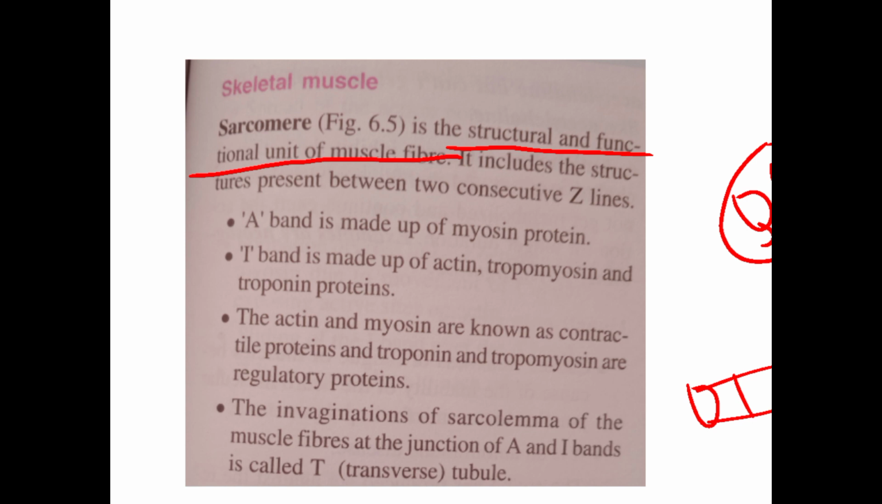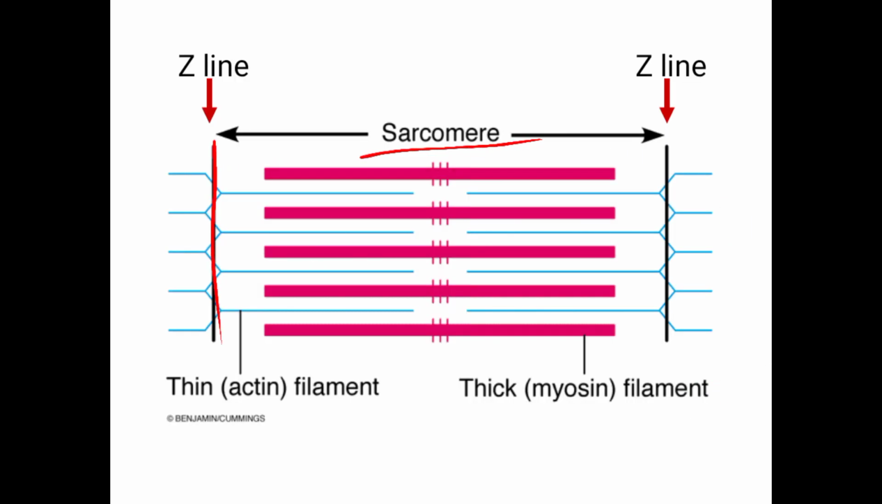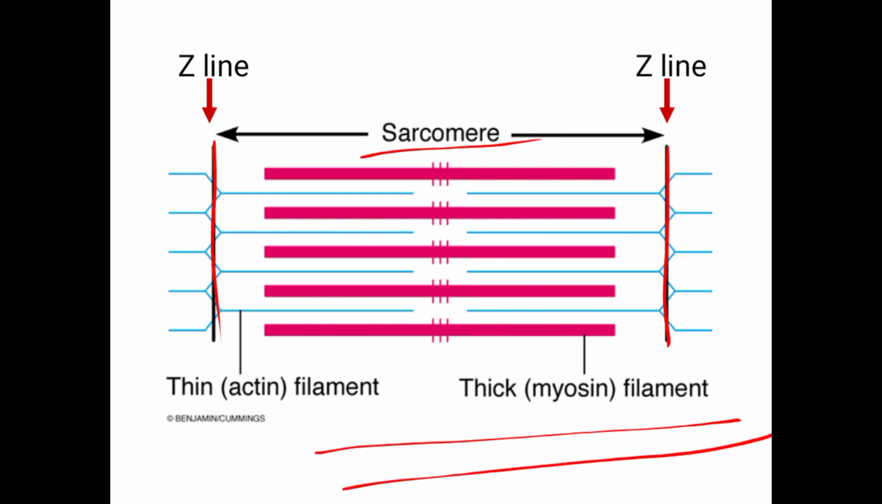You can see alternating A and I bands. If you take a single muscle fiber, it will show A band and I band. Together we call it a sarcomere. It is the structural and functional unit of the muscle fiber. It includes the structure present between two consecutive Z lines. So this is the Z line, and this is the muscle fiber.